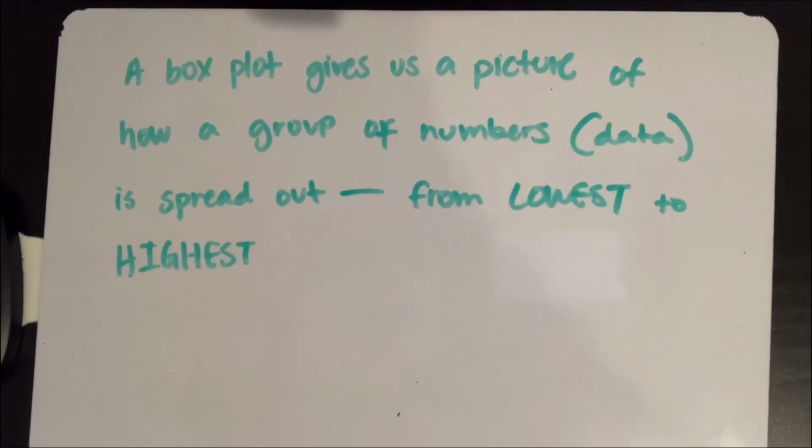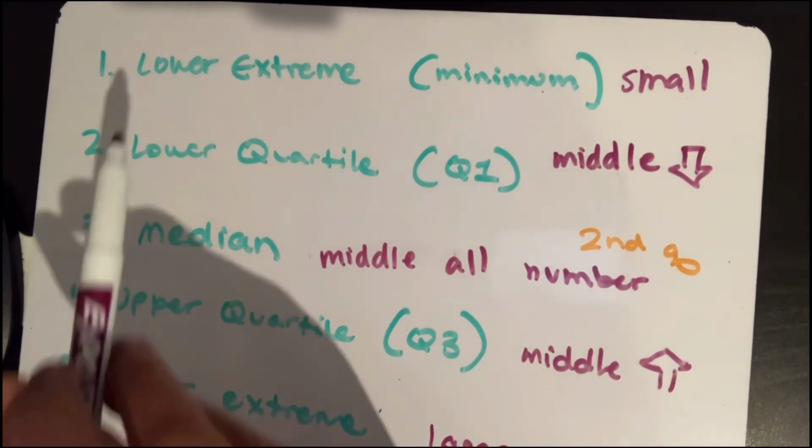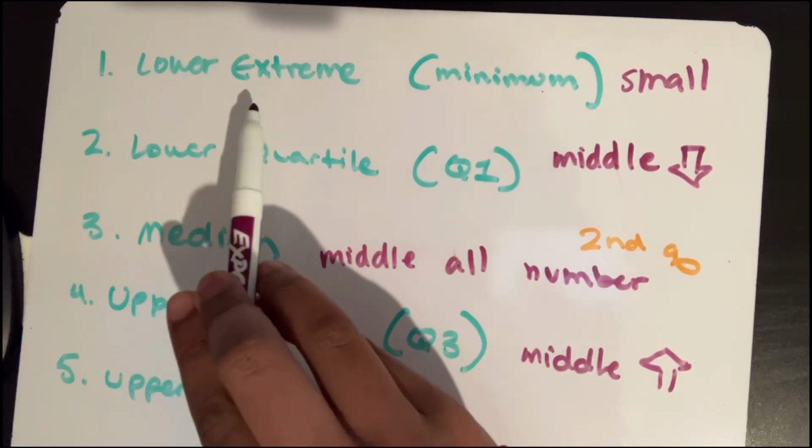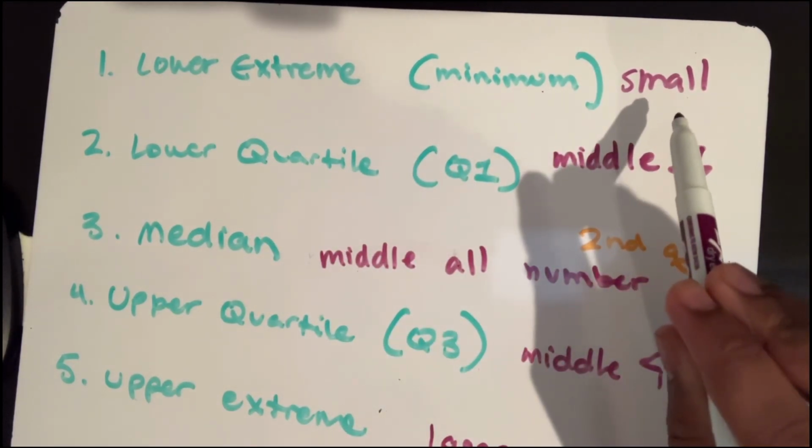A box plot gives us a picture of how a group of numbers, or data, is spread out, from lowest to highest. There are 5 different numbers you need to know when learning box plots. The first one is the lower extreme, also known as the minimum. The lower extreme is the smallest number out of the data.